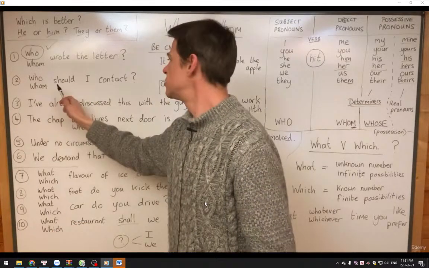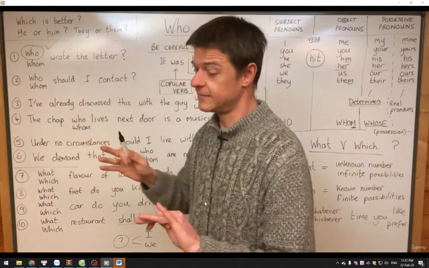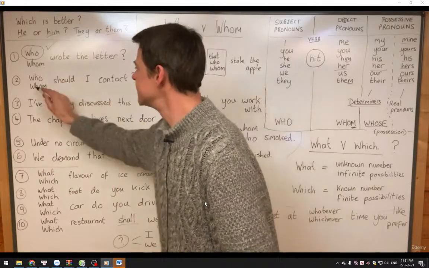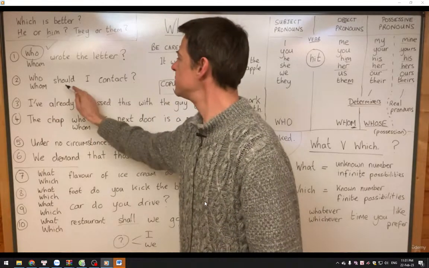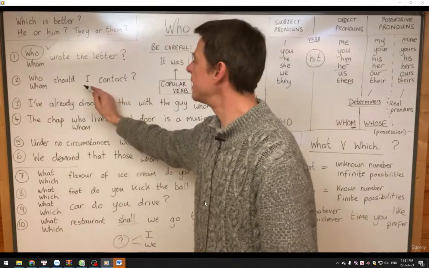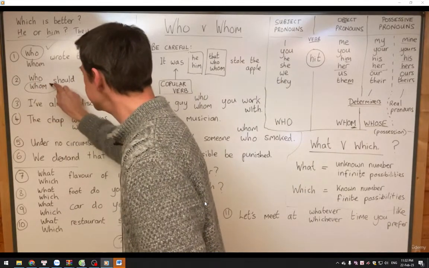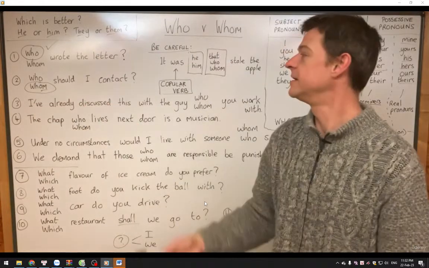Who or whom should I contact? So you can rearrange this word order a little bit to make it make sense. Would you say I should contact them, or would you say I should contact they? Would you say I should contact him, or would you say I should contact he? Of course, it's him, it's them, so we need the m at the end. We need the object pronoun. This is the object of the verb contact.